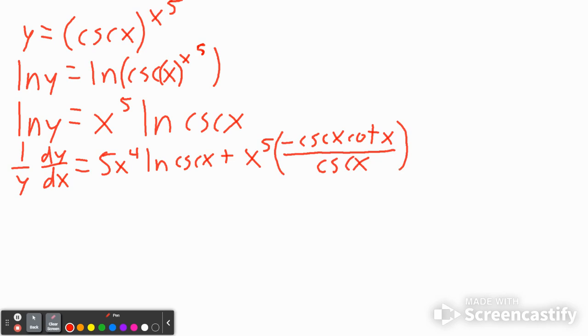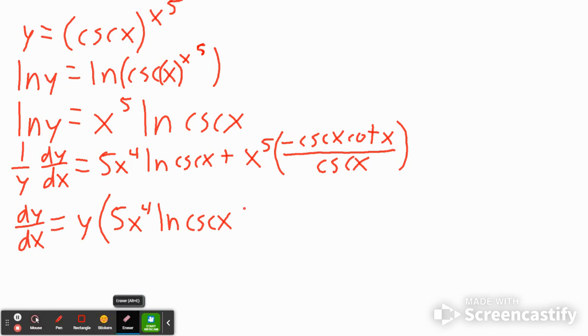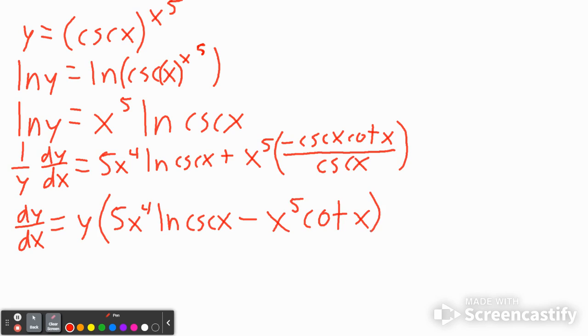So I'm going to combine two steps. I'm going to bring over the y, so I'm just going to solve for dy/dx. dy/dx equals y times the right side, 5x to the fourth, times natural log of cosecant x, and then bring the minus, so I'll do a minus, and then the x to the fifth times cotangent x, because the cosecants cancel. So we have this dy/dx is equal to this.